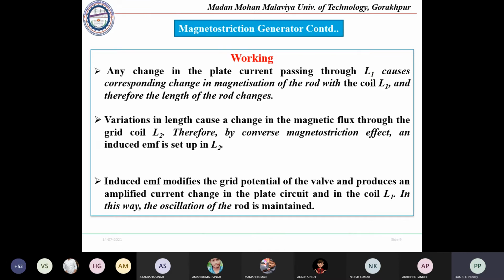जैसे मान लीजिए इसका जो L1 को चार्ज करने में, L1 में जो करंट फ्लो करने में जो मैग्नेटाइजेशन प्रोड्यूस रॉड में हो रहा है, उसकी वजह से जो भी लॉस उसमें फ्लो होने वाली करंट में होगा, that will be controlled by the change in the EMF due to the L2 through the grid and anode current, and that will be maintained at the L1 level. So this is the working almost related to this magnetostriction generator.